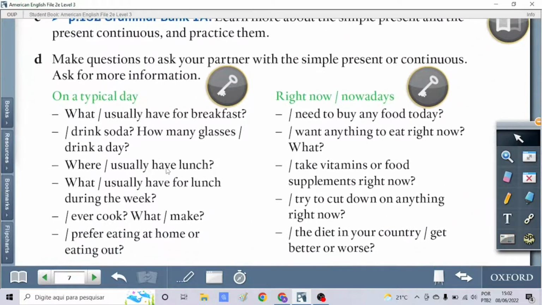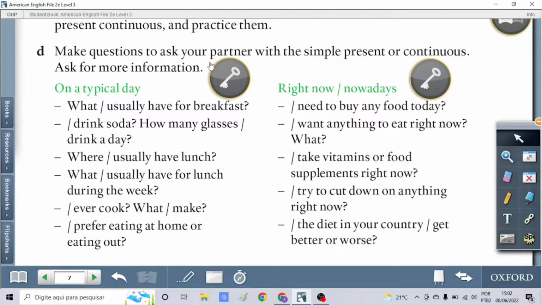Let's continue here. Letter D. Make questions to ask your partner with the simple present or continuous. Ask for more information. This practice here is an oral practice we will be doing in our online class, okay? So, on a typical day and right now or nowadays, as a preparation, what you can do is write the questions in your notebook, okay? And then in our online class, we are going to discuss these questions.